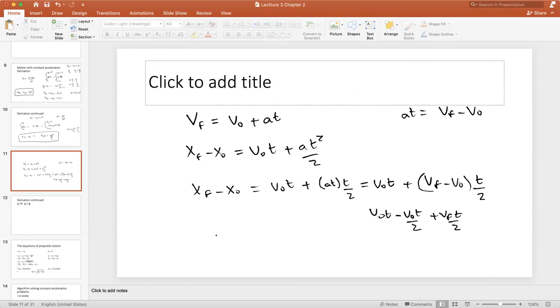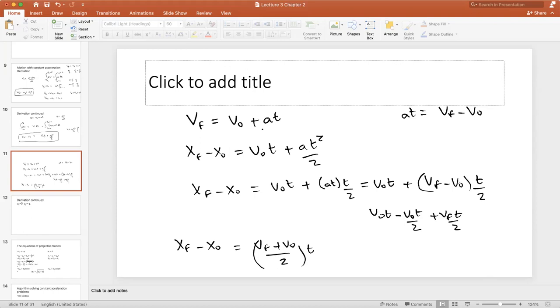And this leads to a second equation, which is x final minus x initial. If I subtract half of a v naught times t here, I get v final plus v initial over 2 times t. That is our second equation.